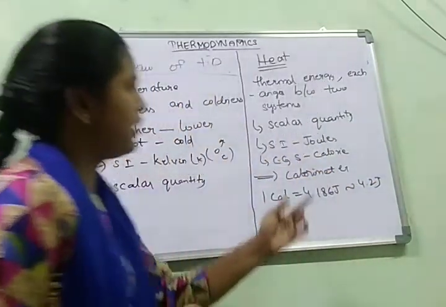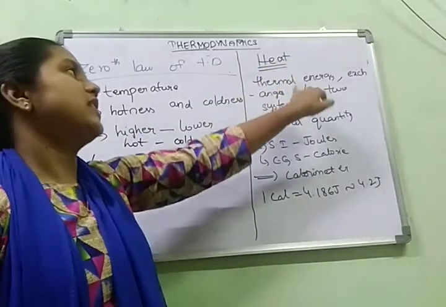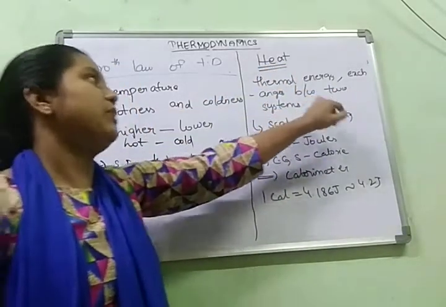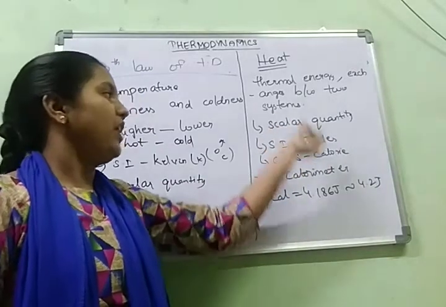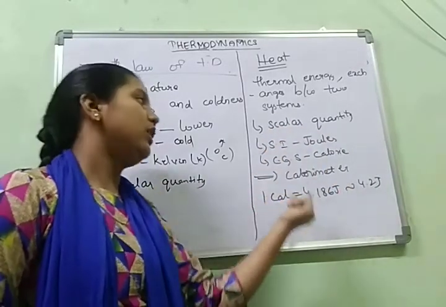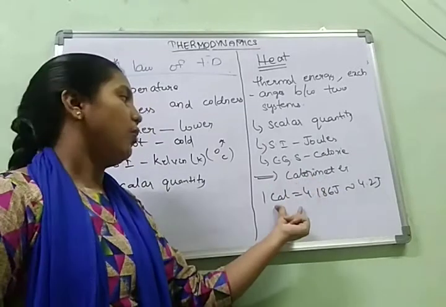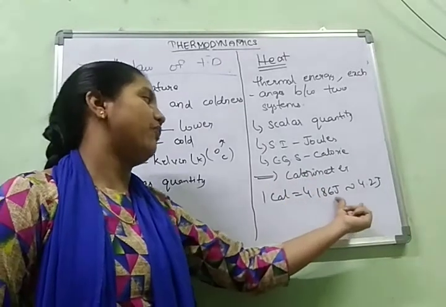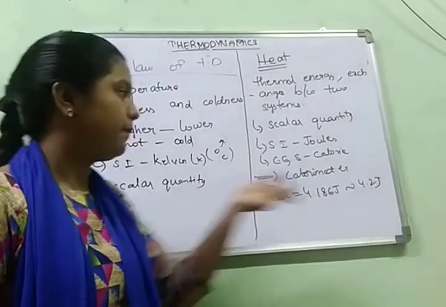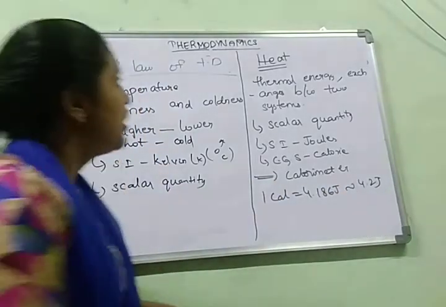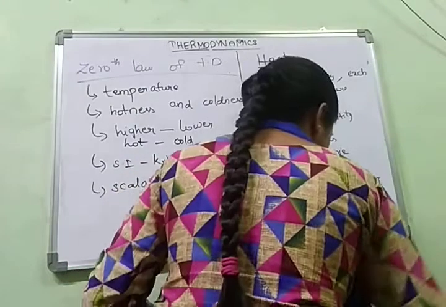Okay, do you understand till here? Heat is thermal energy which exchanges between two systems. It is a scalar quantity. The SI unit of heat is joules and the CGS unit is calorie. It is measured by a calorimeter. 1 calorie is equal to 4.186 joules, which is approximately equal to 4.2 joules. Okay, is it clear till now? So let's go to the next topic.